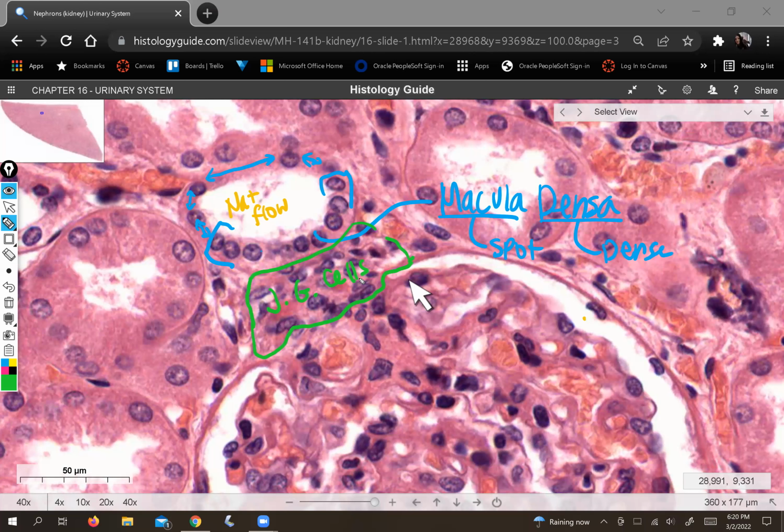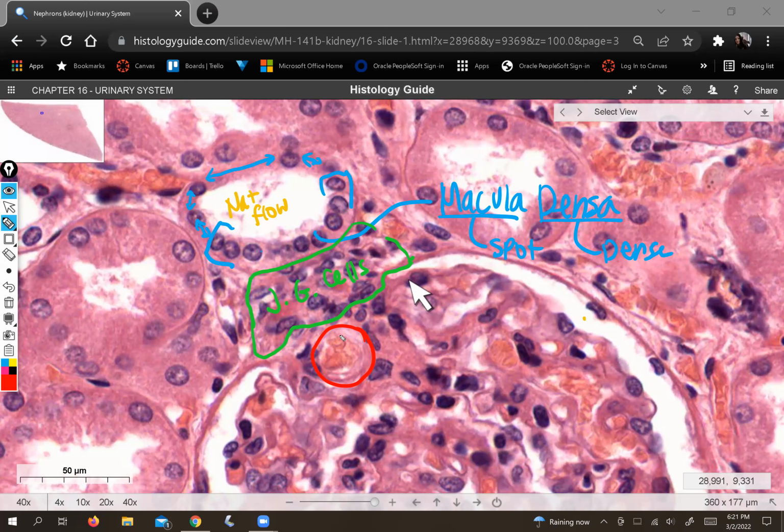So JG stands for juxtaglomerular. And I'll talk about that word in a moment because it's important to keep straight with a different word that is also juxta. So these are cells that live between the macula densa and the glomerulus at the vascular pole. And then we can't necessarily be sure which arteriole is which, but pretty safe to say that this is where the afferent arteriole is plugging in to the glomerulus.